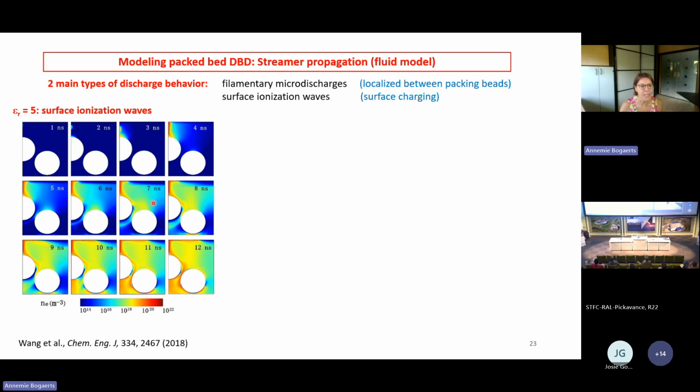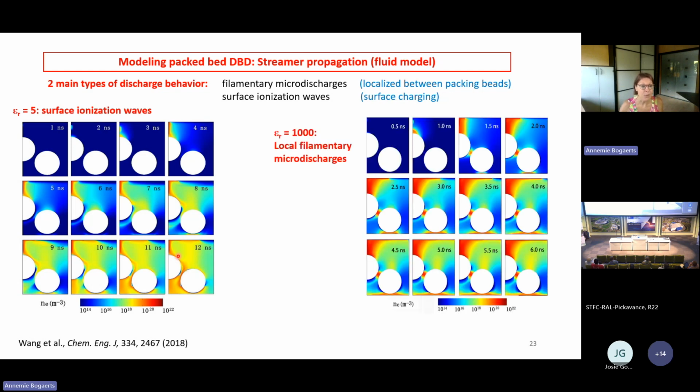You see a higher electron density, and we see clearly surface ionization waves. So we see that the highest intensity is spread over the surface of the beads. And this was for a dielectric constant of 5. If we compare with the dielectric constant of 1000, we see here also the discharge evolve, but we see a clear local filamentary discharge. Epsilon of 5 corresponds to silica, for instance. This high dielectric constant would be rather barium titanate, for instance. For intermediates, like alumina, you have a mixed mode. And actually, we validated these model simulations with ICCD imaging, and there was excellent agreement.